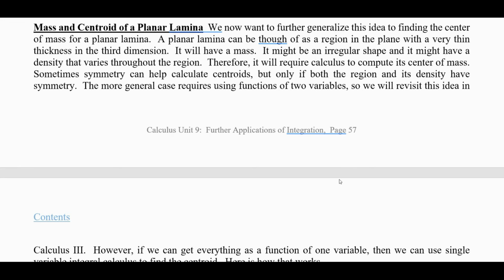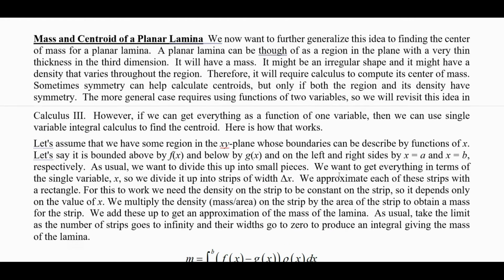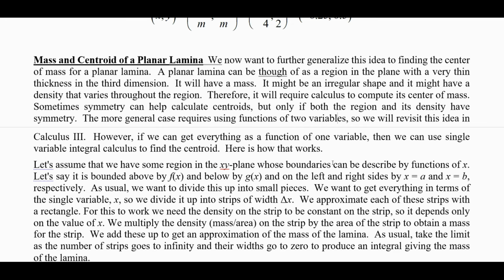All right, so now we want to further generalize the idea to finding the center of mass for what we call a planar lamina. A planar lamina can be thought of as a region in the plane with a very thin thickness in the third dimension. It will have a mass, it might be an irregular shape, and it might have a density that varies throughout the region. Therefore, it will require calculus to compute its center of mass. Sometimes symmetry can help calculate centroids, but only if the region and its density both have symmetry.